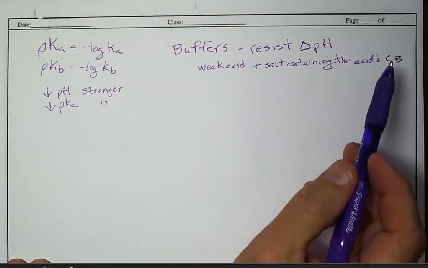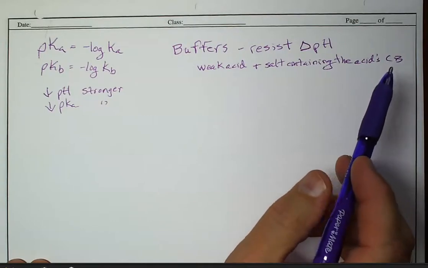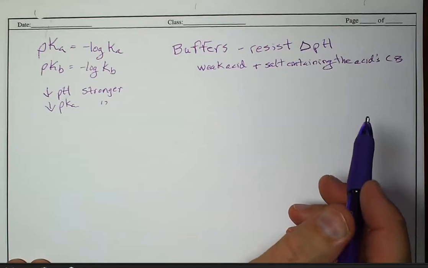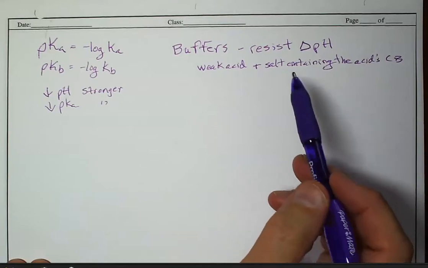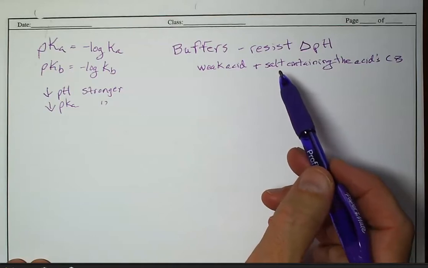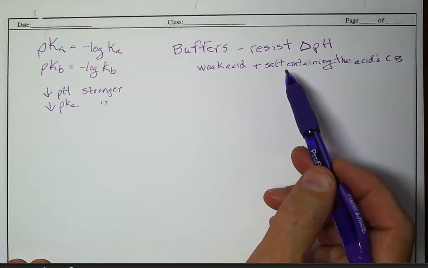But the conjugate base is an anion, and you cannot go to the shelf in the supply room and pick up a bottle of anions of any sort. Anions must have a counter ion, a cation with them, and when you put a cation with an anion, you have a salt.